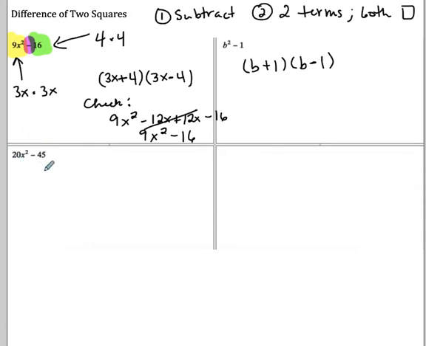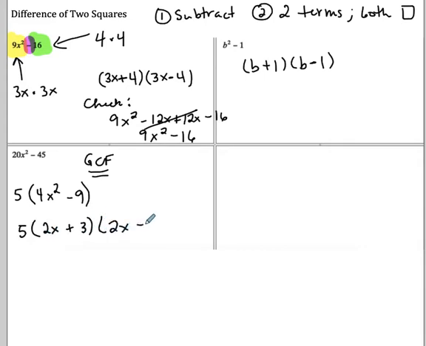Now, don't forget that you always have to check for a GCF first, because a GCF could be hiding something. For example, 20 is not a perfect square, but what if I factored a 5 out of this binomial first? So now I've got 4x squared minus 9. And so now look, I've got a perfect square and a perfect square. So my final factors are 2x plus 3 and 2x minus 3.